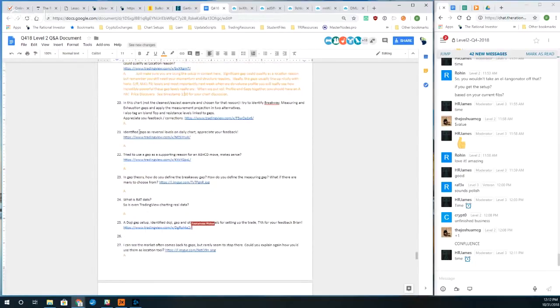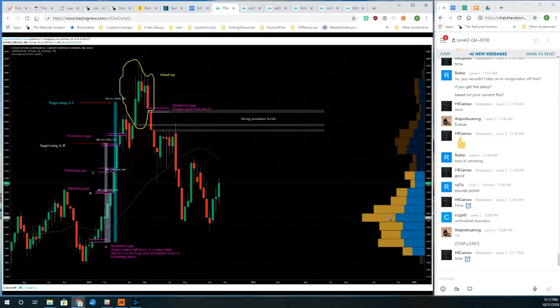Number 20. In this chart, not the cleanest, easy example and chosen for that reason. Okay, cool. I try to identify breakaway. I think that's breakaway. Measuring and exhaustion gaps and apply the measurement projection to two alternatives. I also tag an island top and resistance levels linked to gaps. Appreciate your feedback. All right, let's see what we got here.